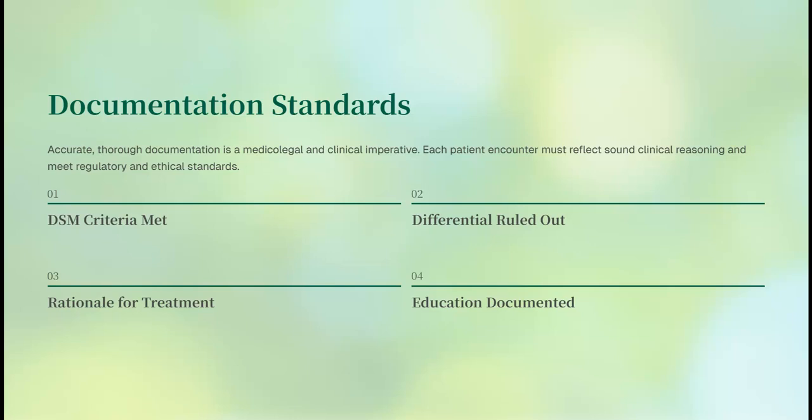Document what else you considered and why you ruled it out. Include the reasoning, any labs you ran, what the history told you, and any collateral information that helped you narrow it down.